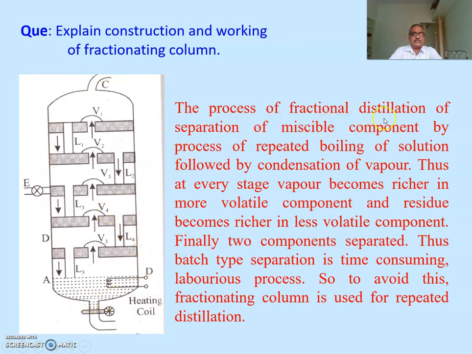Fractional distillation is the process of separation of miscible components by repeated boiling of the solution followed by condensation of vapor. In a fractionating column, there is repeated boiling and so repeated condensation of vapor occurs, and thus at every stage the vapor becomes richer in the more volatile component, and the residue becomes richer in the less volatile component, and it remains at the bottom of the fractionating column. Finally, the two components are separated.